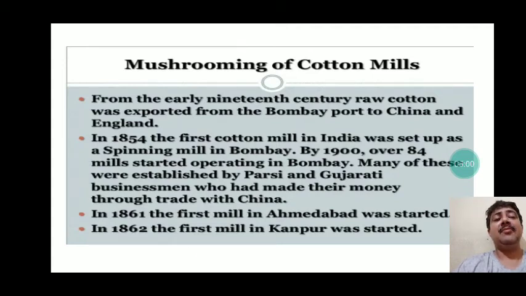We need to understand that at the same time, in the early 19th century, raw cotton was exported from the Bombay port to China and England. Because of that, in 1854, the first cotton mill was established in India, a spinning mill in Bombay. Thereafter, many new cotton mills were established in different parts of India, like Gujarat and Bombay. In 1861, the first mill in Ahmedabad was started, and in Kanpur, the first mill was started. This is how cotton mills got revived after some time, and again the mill workers in India got a chance to work in the cotton mills.